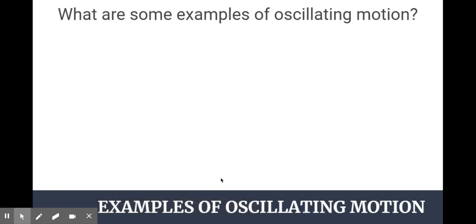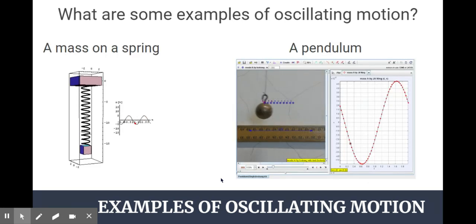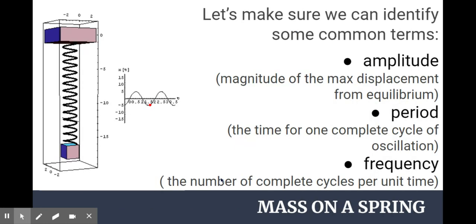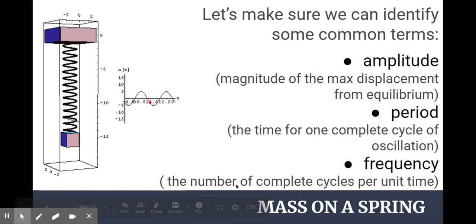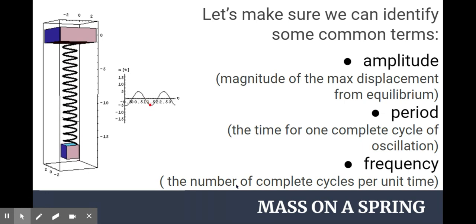All right, let's see if we can think of some examples of an oscillating motion. There's quite a few examples that you could probably find in the world. We're going to focus in on two specific ones: a mass on a spring and a pendulum. So let's look at a mass on a spring. You're going to want to make sure you understand what amplitude is, what period is, and what frequency is. So maybe go back earlier in the video, look stuff up online if you're a little unsure. Just make sure you understand what those words mean, okay?